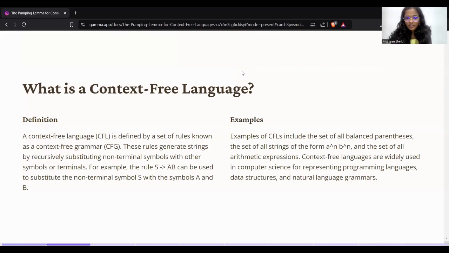Examples of CFLs include the set of all balanced parentheses, the set of all strings of the form a to the power n, b to the power n, and the set of all arithmetic expressions. Context-free languages are widely used in computer science for representing programming languages, data structures, and natural language grammars.